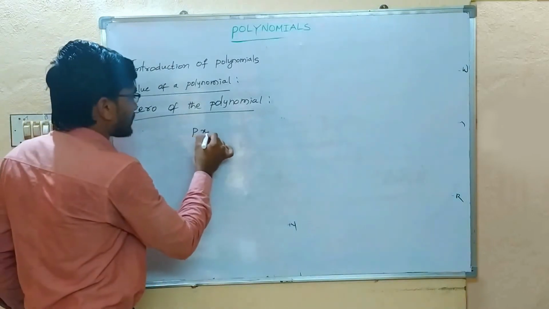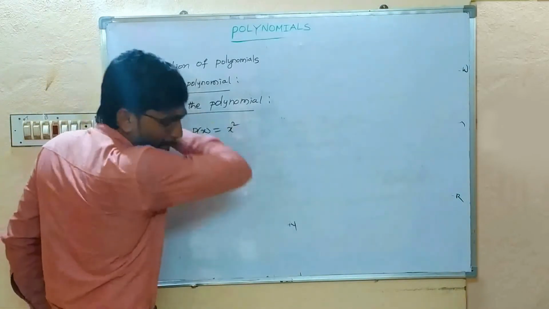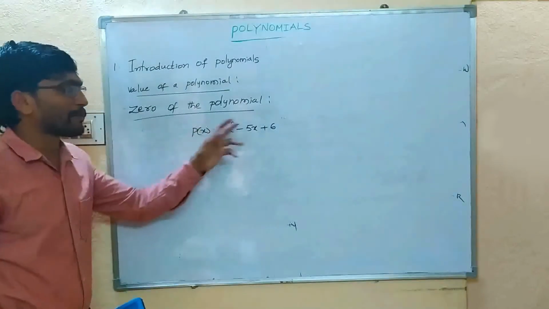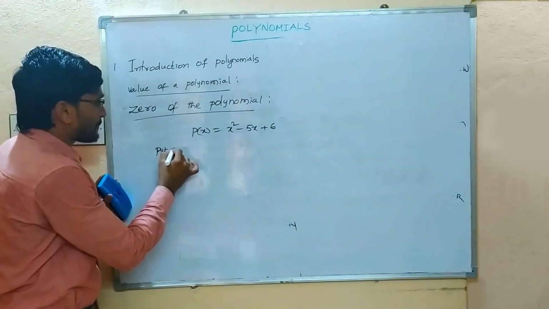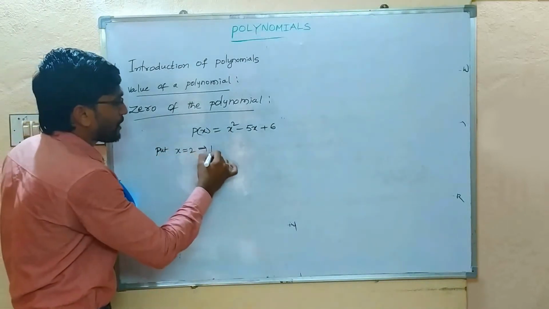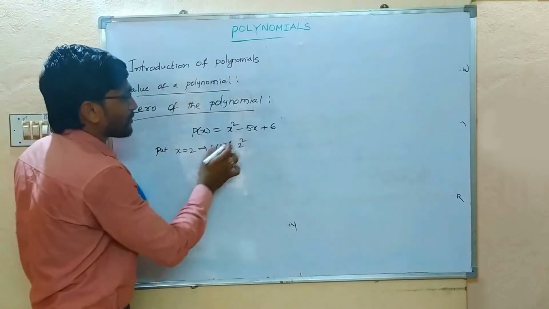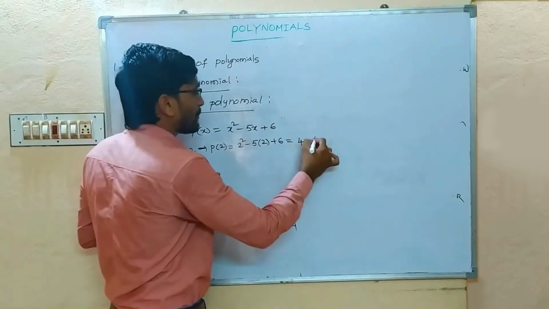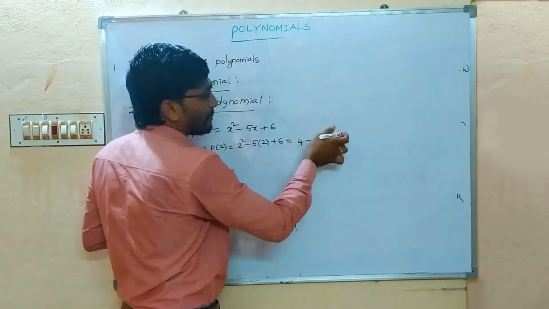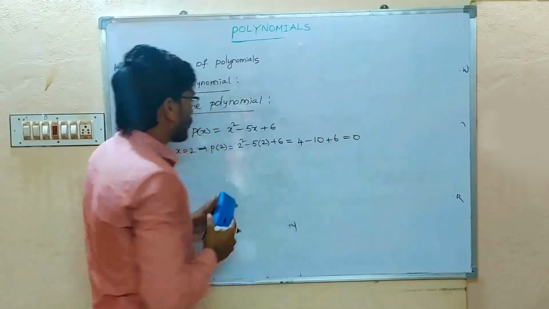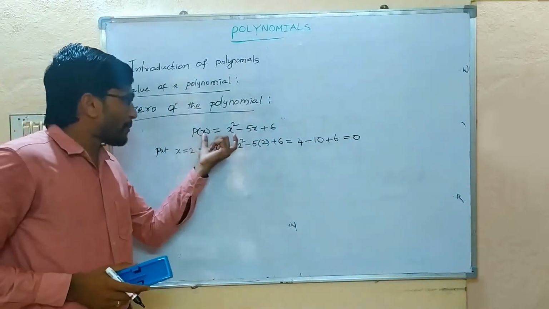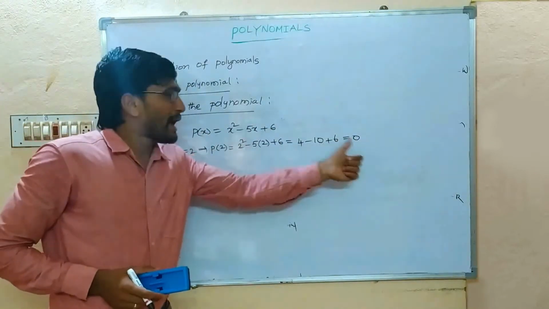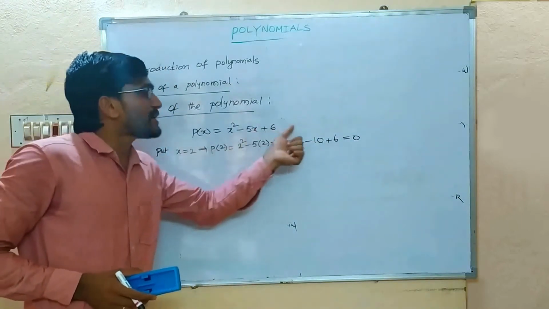Suppose I consider a polynomial p of x is equal to x square minus 5x plus 6. Like that I have taken one polynomial. Suppose we put x is equal to 2. p of 2 is equal to 2 square minus 5 into 2 plus 6. That is equal to 2 square, nothing but 4, minus 10 plus 6. 4 plus 6, 10. 10 minus 10, 0. So here in this polynomial, in place of x we substitute 2, then we get p of 2 is equal to 0. Hence 2 is called a zero of this polynomial.